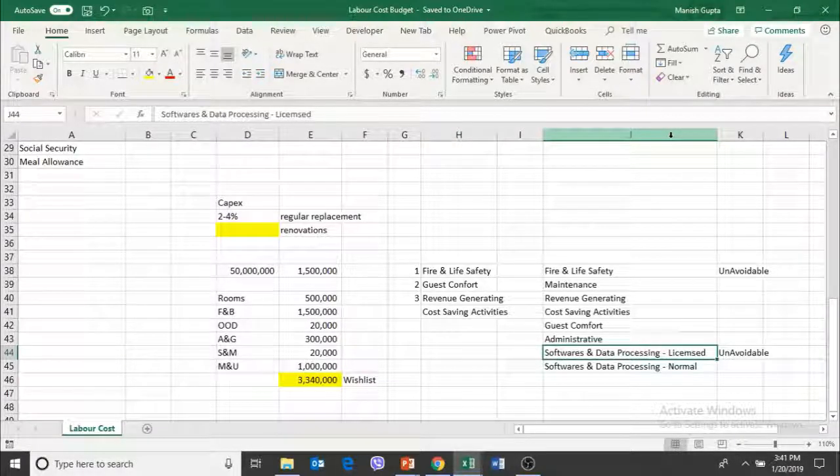Okay? Any other question on capex? Nothing. Clear now? Okay.